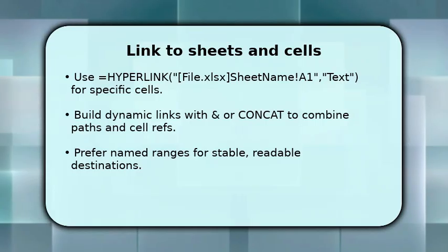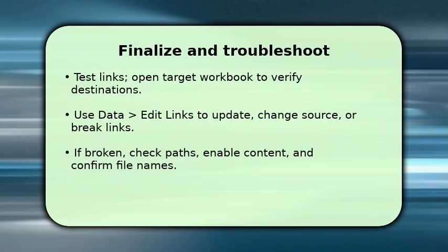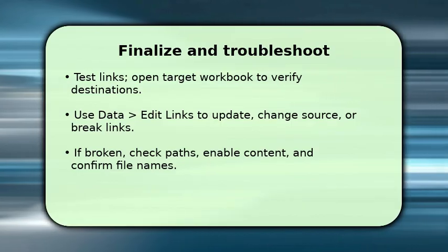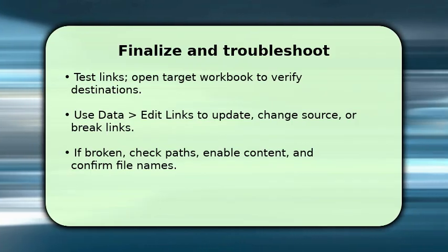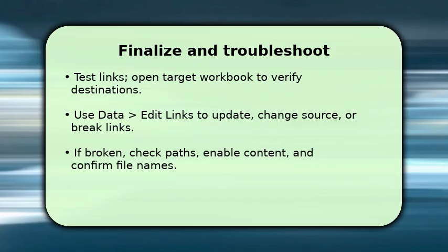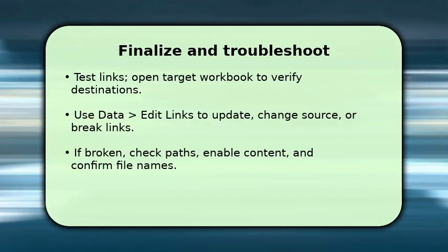You finish by validating and securing the links. Test each link and open the target workbook to confirm it lands on the correct cell or named range. Once validated, use Data, Edit Links to update sources or convert links to values if you must finalize. If links break after moving files, make sure paths are correct, enable external content in Excel's Trust Center, and verify exact sheet and file names. One key troubleshooting tip: save both files in the same folder and relink to create relative paths that survive.